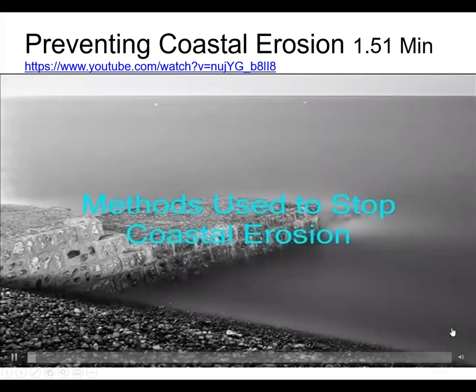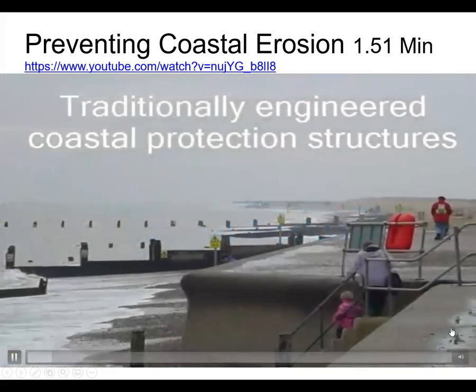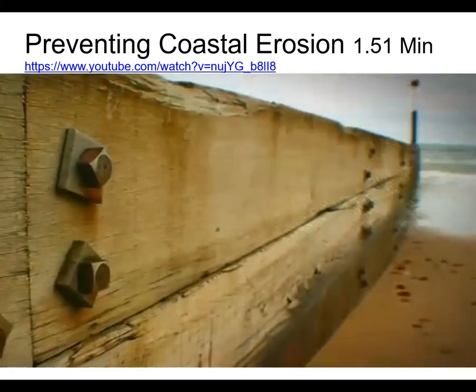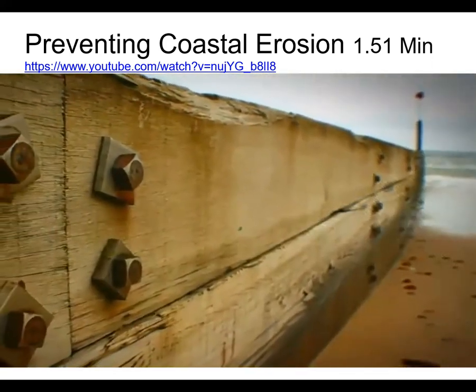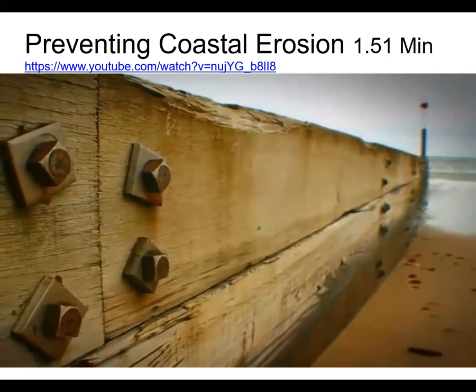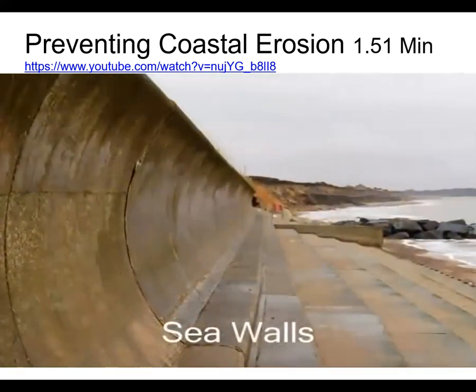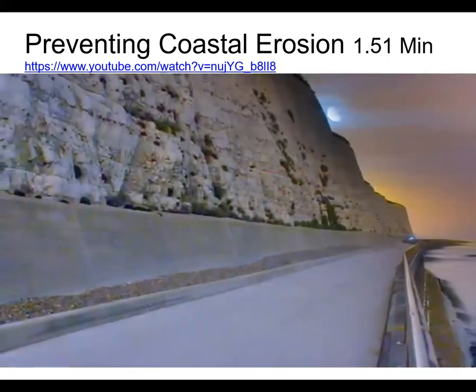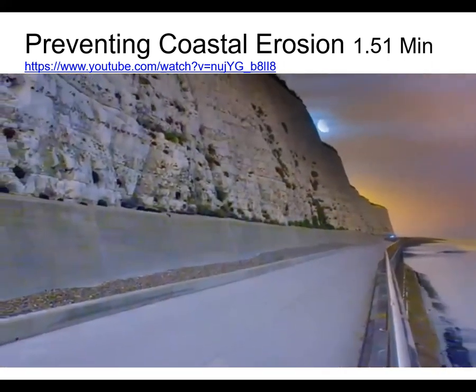There are two major methods that can be used to slow down coastal erosion. There are traditional engineered coastal protection structures and beach nourishment. The coastal protection structures include seawalls, jetties, groins, and breakwaters. Seawalls are walls with a steep face that are built along the coasts. They are supposed to protect the beaches from wave erosion.